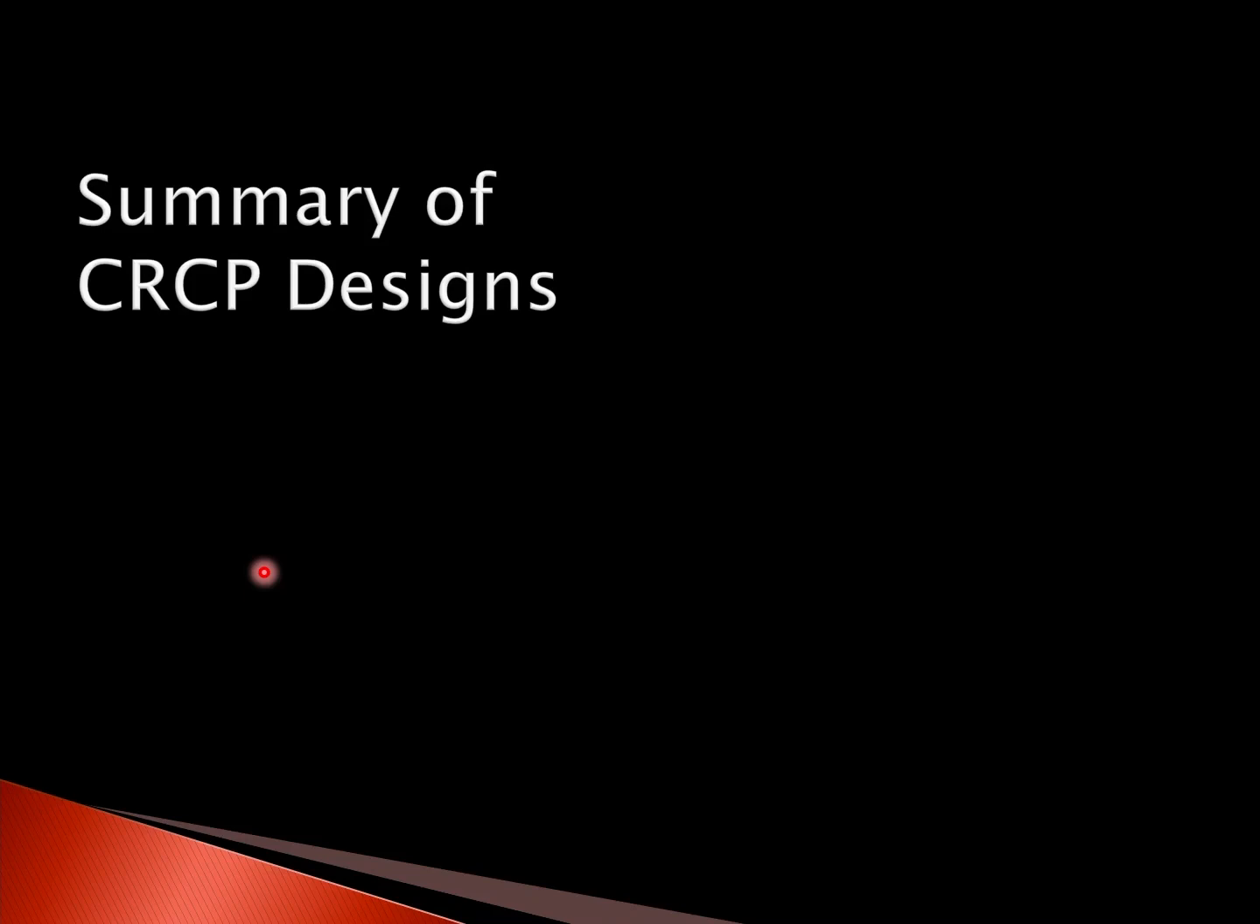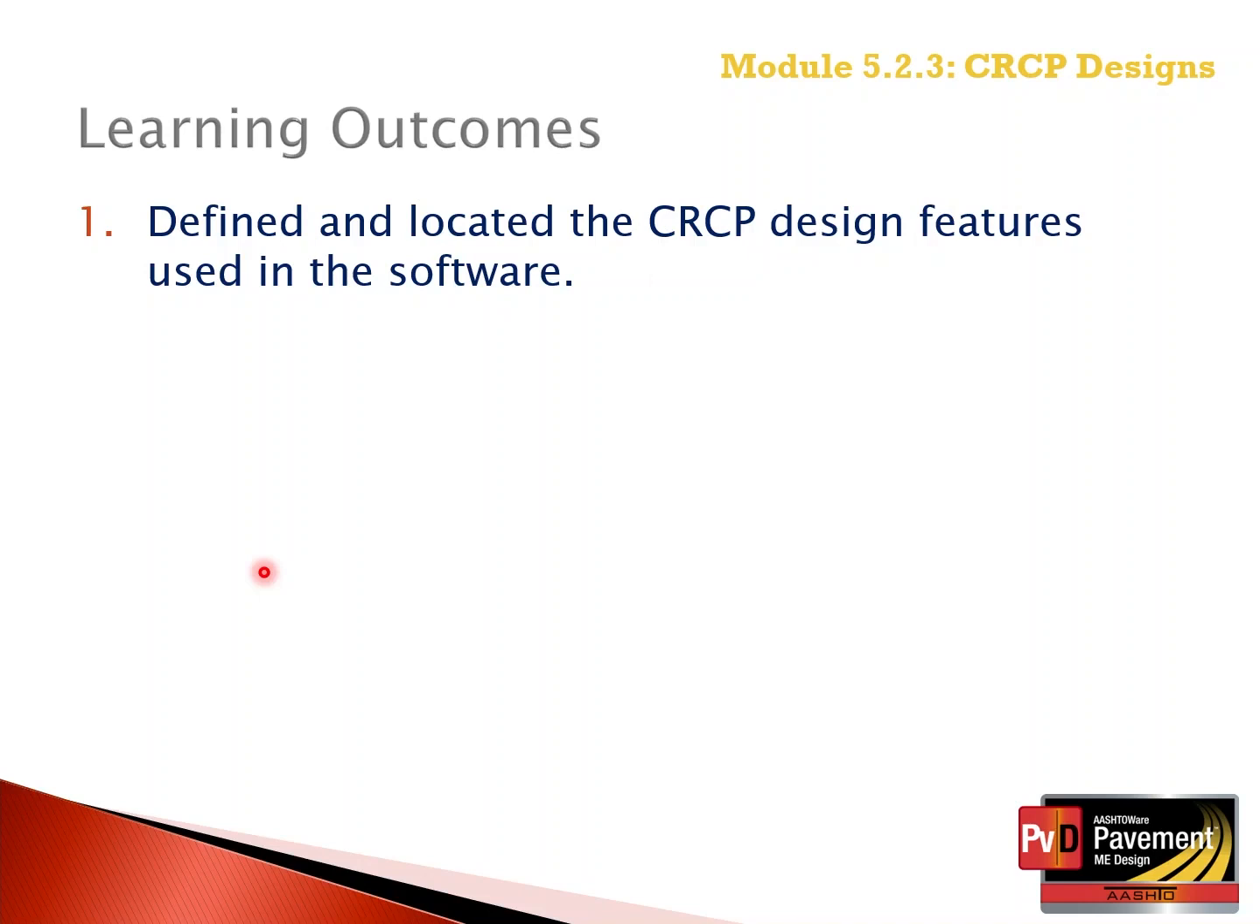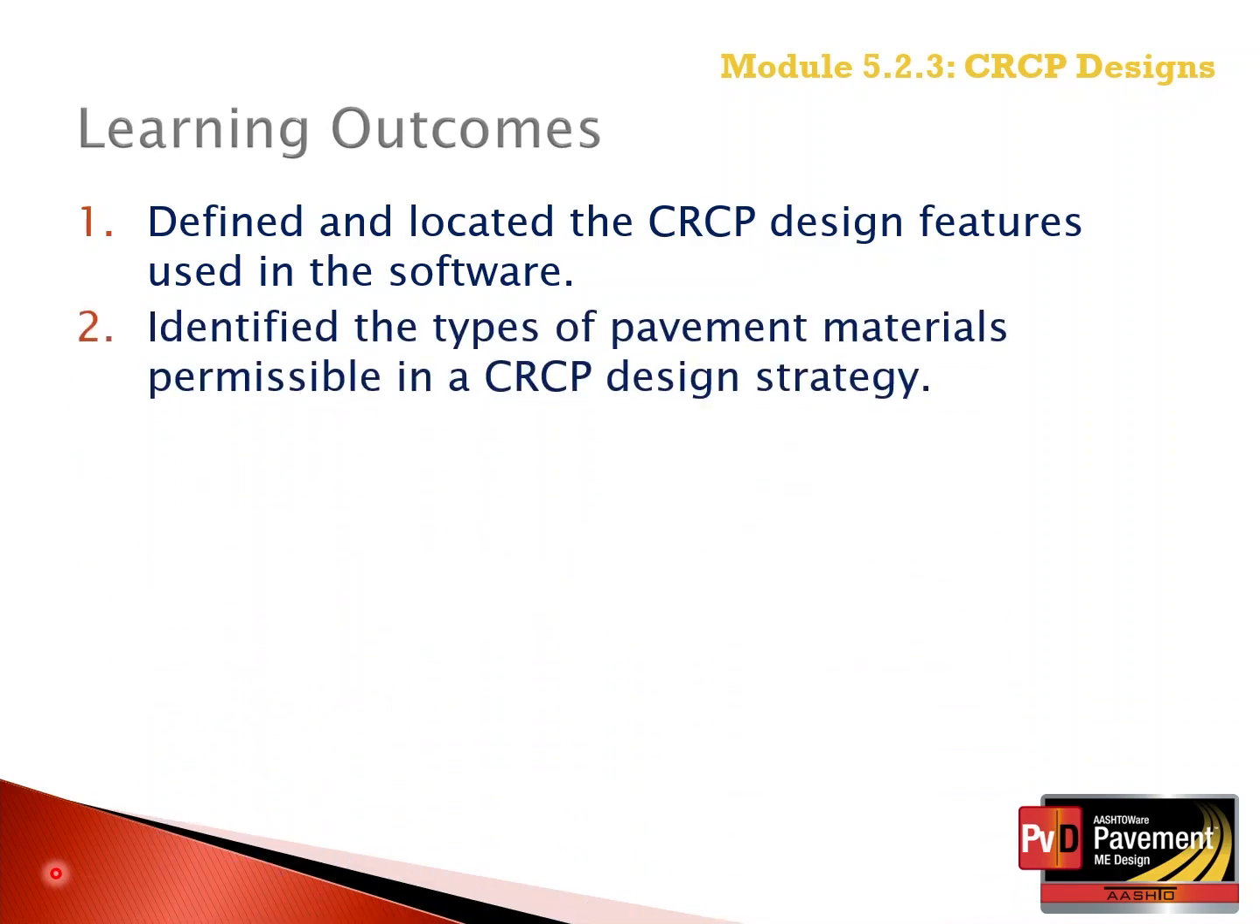So next is a summary of the CRCP design in terms of this module. So we had 5 learning outcomes of Module 5.2.3 on CRCP design interpretation and review of design strategies and features. The first one: defined and located the CRCP design features and properties used in the software. The second: identified the type of pavement materials permissible in a CRCP design strategy.